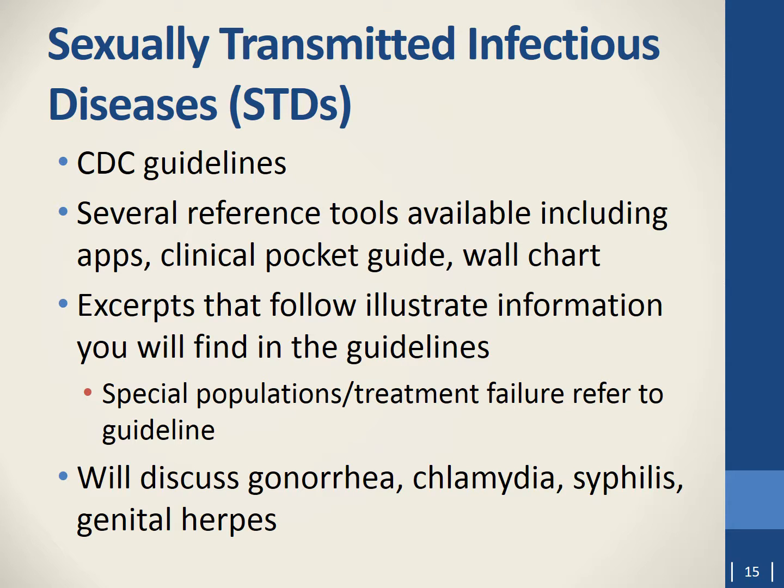They have a clinical pocket guide. They have a wall chart that can be hung in patient exam rooms for education. And so the excerpts that follow in the upcoming slides show you some of the information that you'll find in the guidelines. I'm not going to focus on special populations or treatment failure. We're really going to basically cover that 101 level of upfront therapy. And if you have a special population or treatment failure patient, you can refer to the guideline. So the four that we're going to discuss in brief are gonorrhea, chlamydia, syphilis, and genital herpes.